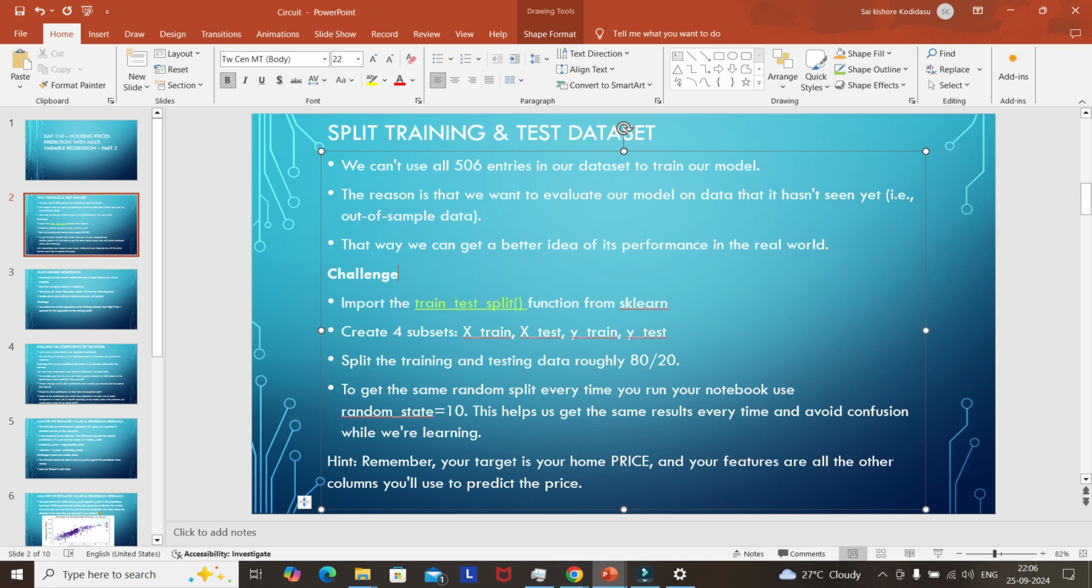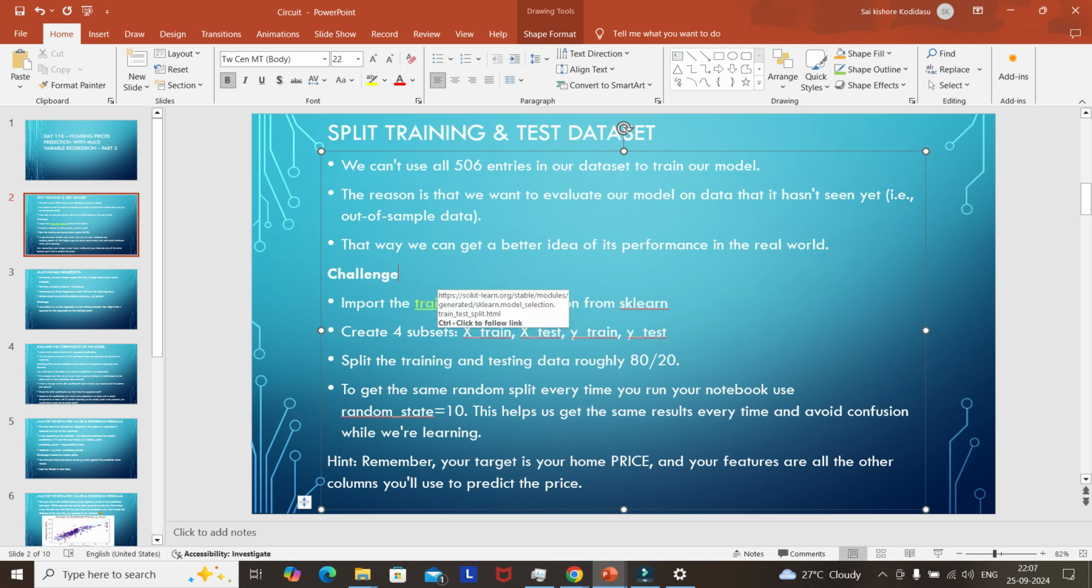If it is nearly matching also, for example the output is given as 85,000 or 87,000, so it is nearly matching, so our model is actually working correctly. That's the thing we will be doing here also.